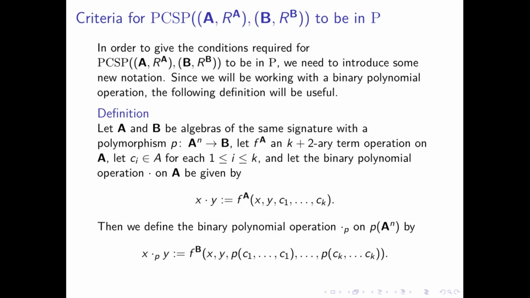So if you have a binary polynomial operation, it's just going to look like this. x · y is some term operation with constants c1 through ck plugged in, and two variables. And this induced multiplication, dot subscript P, on the algebra A to the n is going to be defined this way. You just apply P to all of the constants here. And this is the definition that's needed to make multiplication play nice with the polymorphisms.